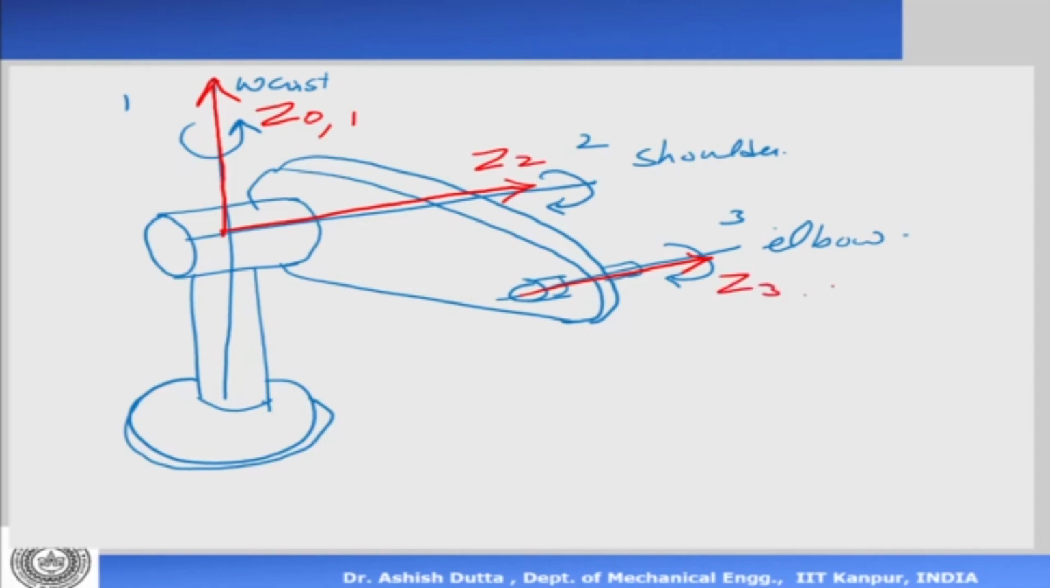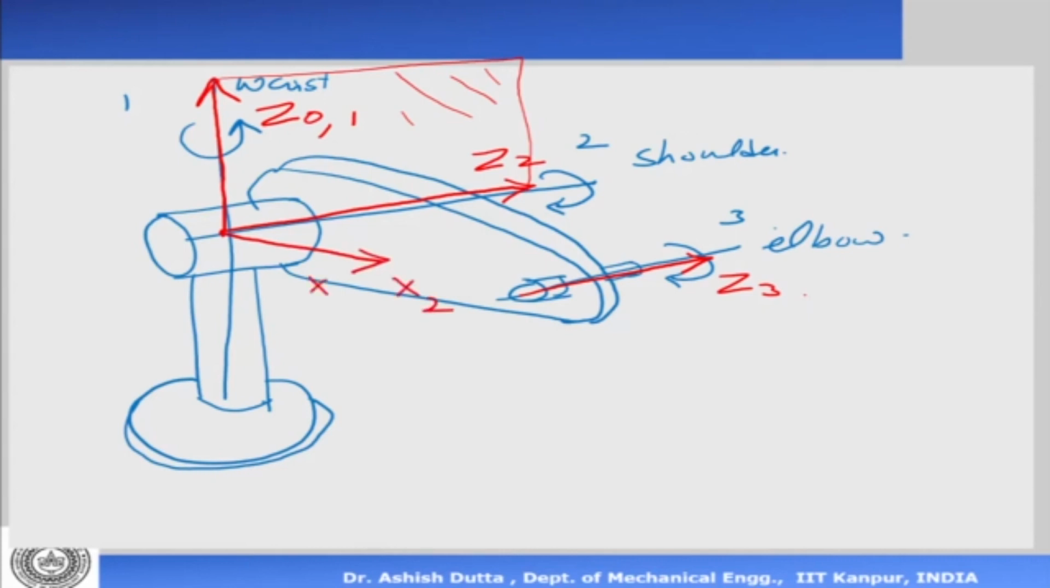Okay. Now what you see is that Z0 and Z1 are the same axis. Okay. But Z1 and Z2 are perpendicular to each other. That means they are intersecting now. So in that case, we find the plane of intersection. This is the plane of intersection. This is the plane where Z1 and Z2 lie. So the X2 will be perpendicular to this plane. So my X2 is here.